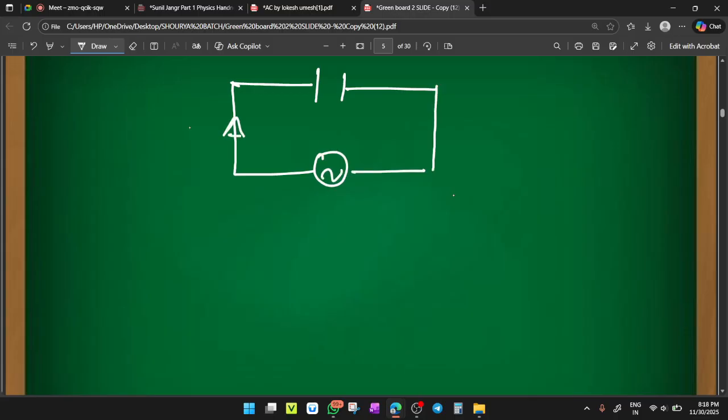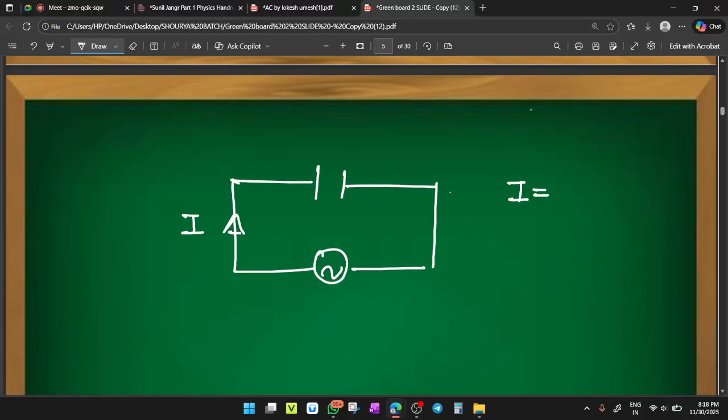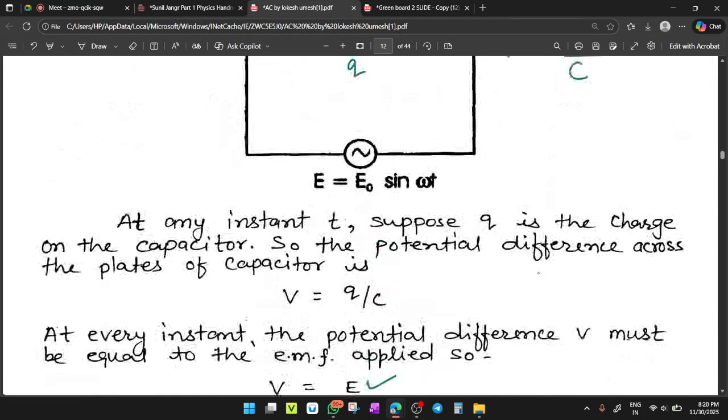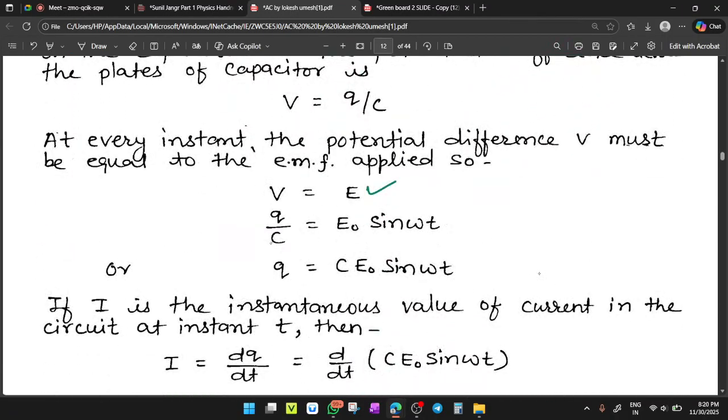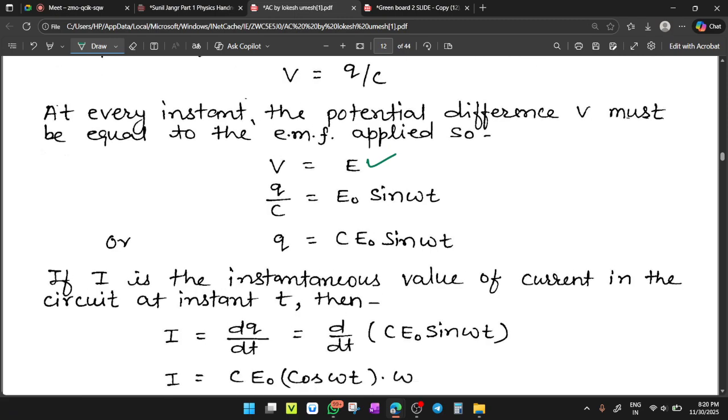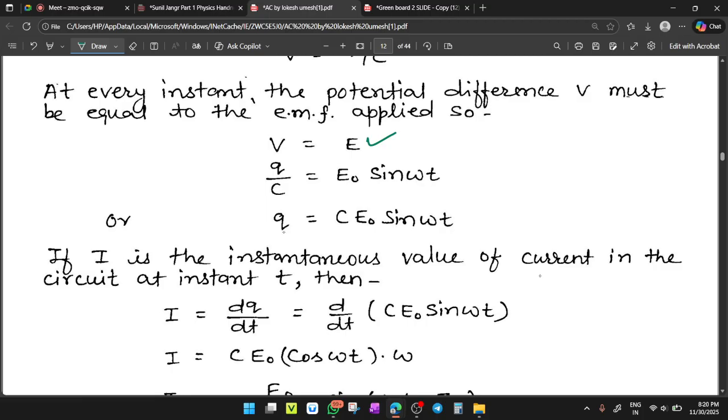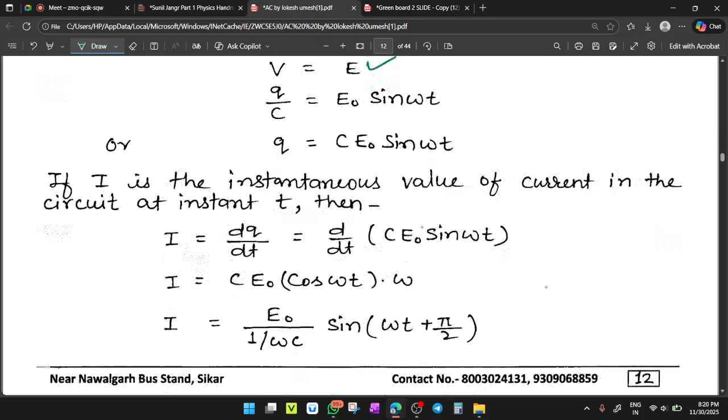One more method is there. Like there is a capacitor and this is a time varying EMF. Suppose current I is flowing through the capacitor, then what is current I? We got V equals E, and V equals Q upon C. So Q upon C is compared with E naught sin omega t, that is the applied voltage. From Q we can derive the current. So Q equals C E naught sin omega t.